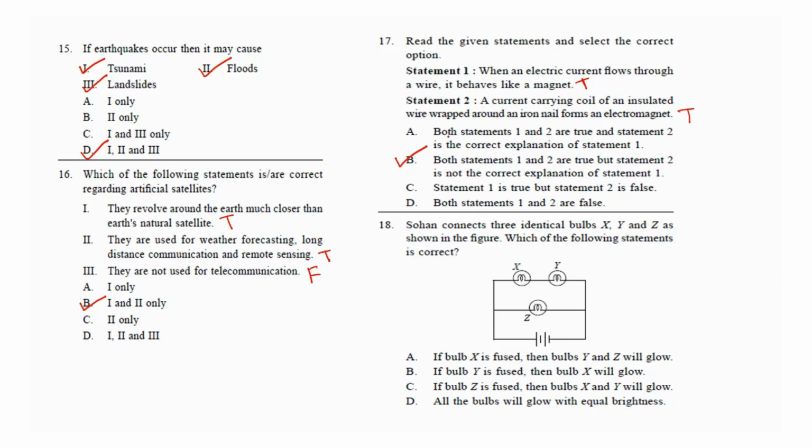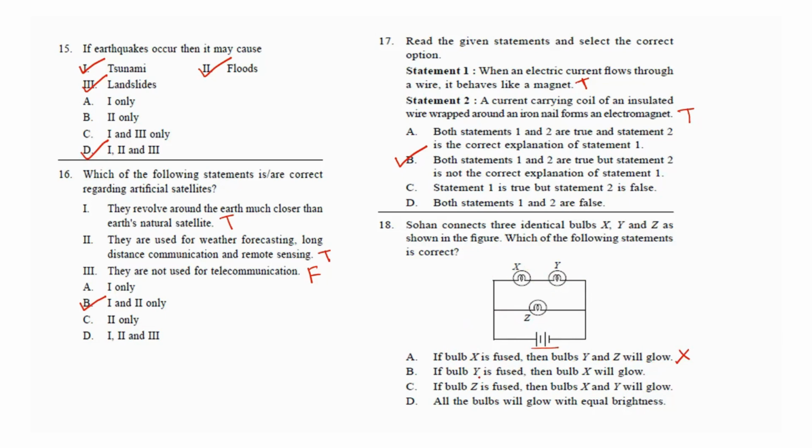Coming to question number 18. Sohan connects three identical bulbs X, Y, and Z as shown in the figure. Which of the following statements is correct? Here you can see that this is a power source, a battery, and Z has a separate connection, and X and Y are the two bulbs in a series connection, right? Let's find out. The first option says if bulb X is fused, then bulbs Y and Z will glow. If bulb X is fused, bulb Y will also not glow. So this is the wrong statement.